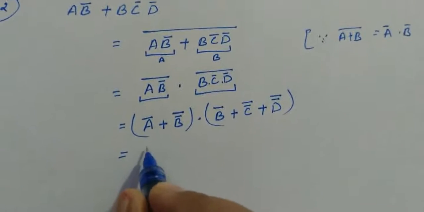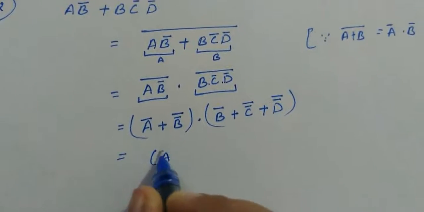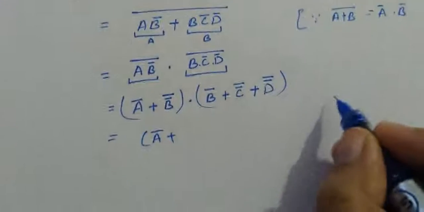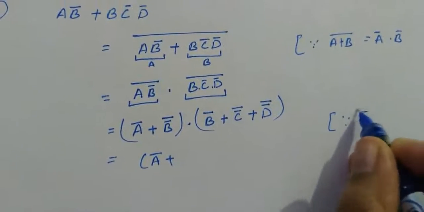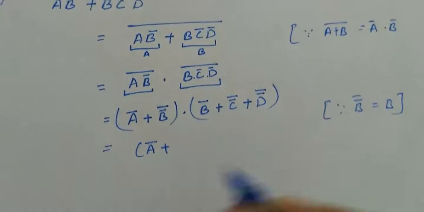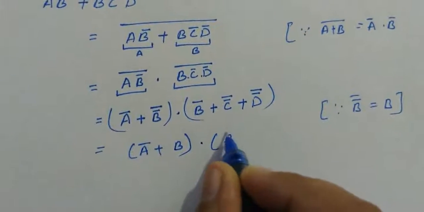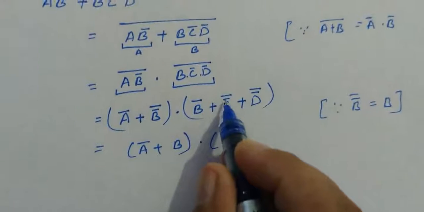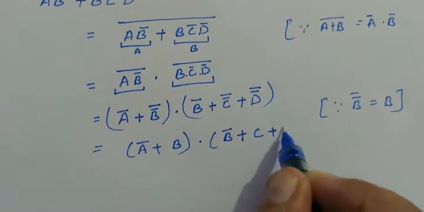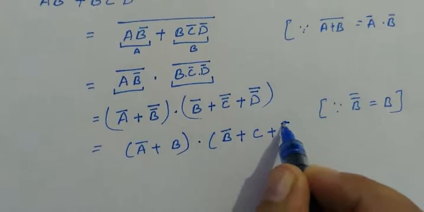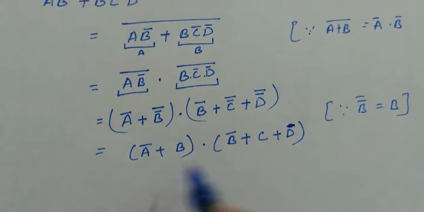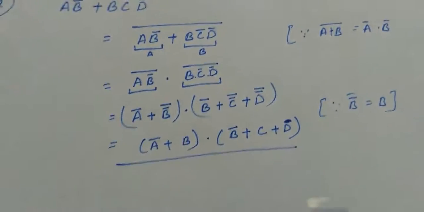Now see, A complement plus, since B complement complement is equal to B, this will come as B, dot B complement will remain the same, and C complement complement will be C, plus D complement complement will be D only. Okay, so this is the required answer.